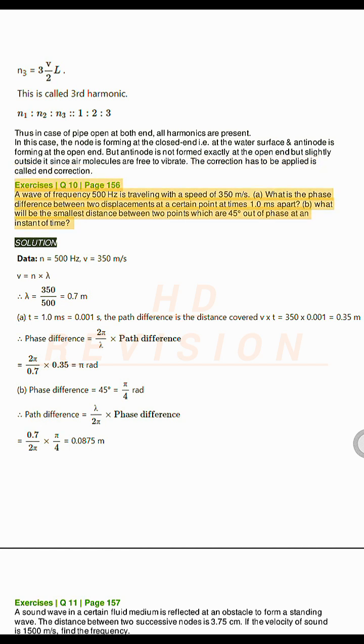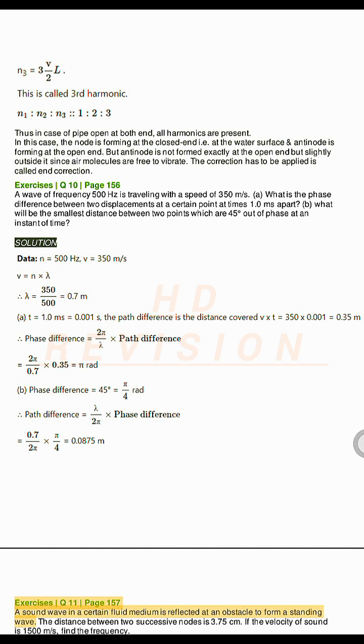Exercises, Q10, page 156. A wave of frequency 500 Hz is traveling with a speed of 350 meters per second. A. What is the phase difference between two displacements at a certain point at times 1.0 milliseconds apart? B. What will be the smallest distance between two points which are 45 degrees out of phase at an instant of time? Solution.